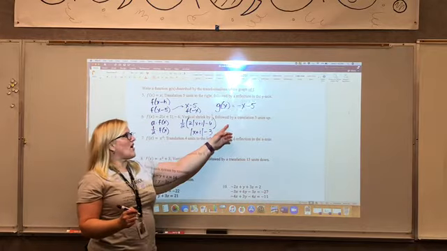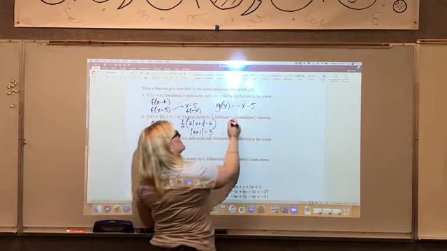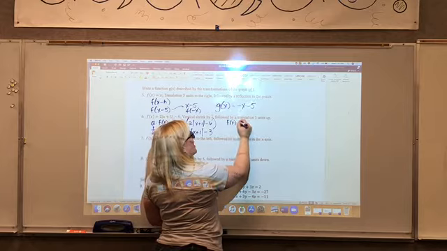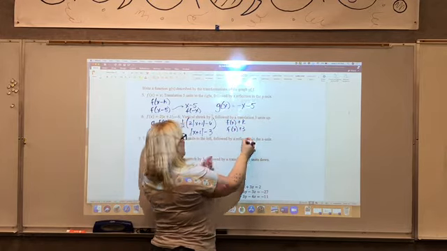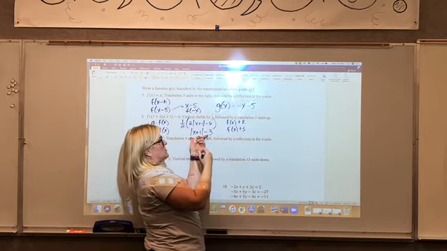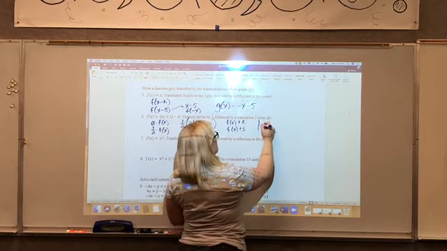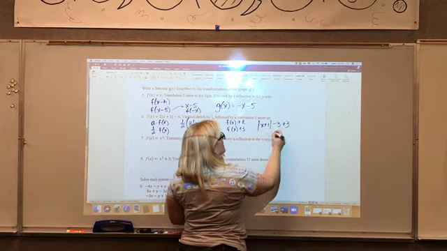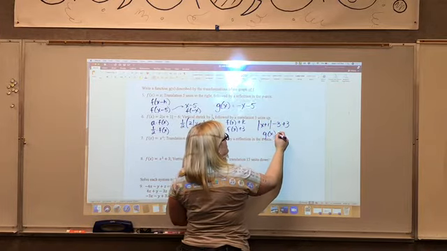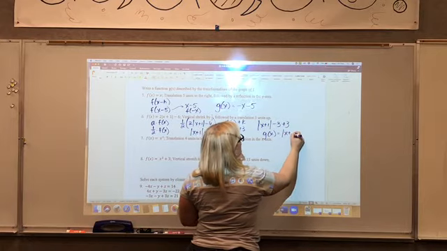And then it's followed by a translation 3 units up, which is f of x plus k, or f of x plus 3. Well, this is my new f of x, I guess you could say. So now it is x plus 1 minus 3, and then up 3. So g of x is x plus 1.